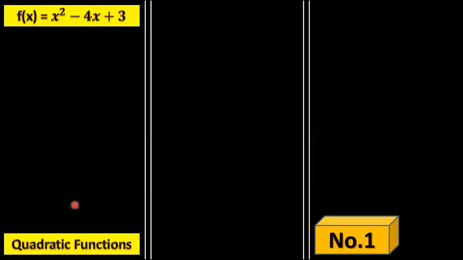Let's begin with the first. First of all, we are given this function x squared minus 4x plus 3, and we have to study this function. Whenever you are asked to study a function or to sketch a curve of a function, you know about the elements that are involved.